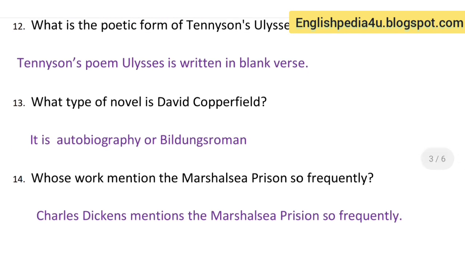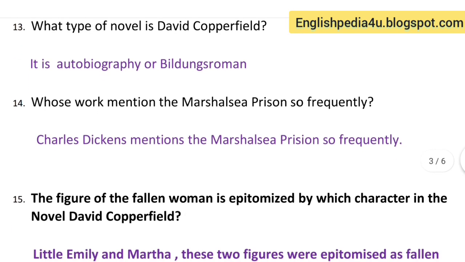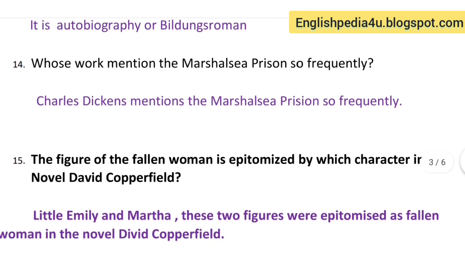What type of novel is David Copperfield? It is autobiography or Bildungsroman. Question number 14. Whose work mentioned the Marshalsea prison so frequently? Charles Dickens mentioned the Marshalsea prison so frequently.